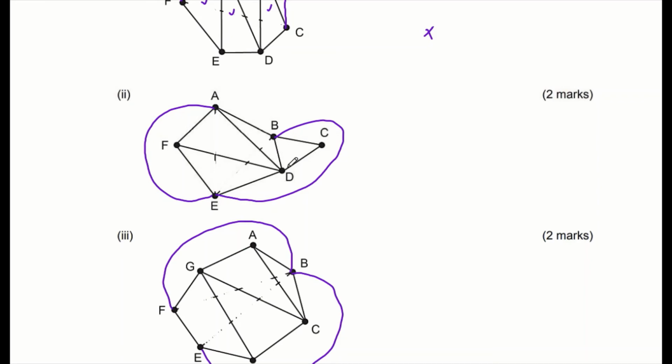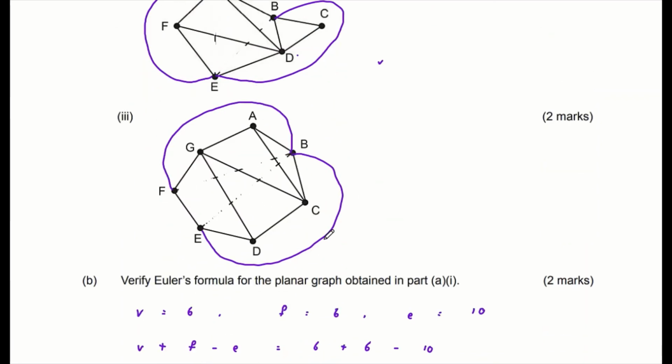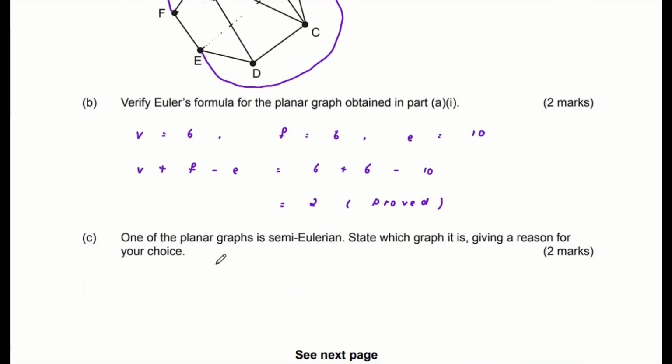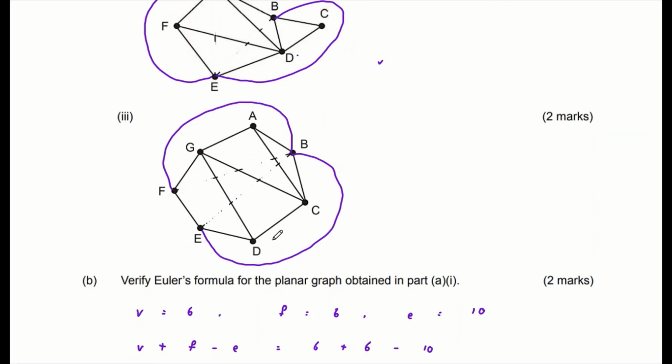1, 2, 3, 4, 5. This is odd. Then after that, 1, 2, 3, 1, 2, 3, 4. Yeah, I guess the answer is this. So you can try to check the last one as well. You can look at the question, because the question only gives you one of the planar graphs, right? Then you check the other 2 are not. So in this case, 1, 2, 3, 4, 1, 2, 3, this is odd. So 1, 2, 3, this is odd. 1, 2, 3, so this is odd as well. So you have more than 2 odd vertices as well.